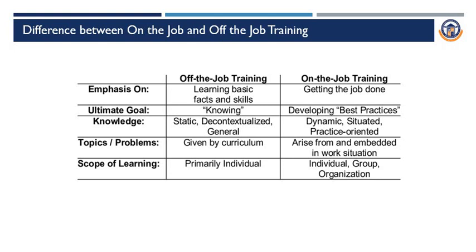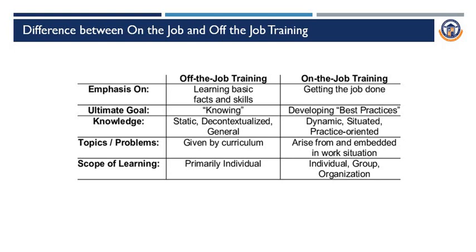Now we shall discuss the difference between on-the-job and off-the-job training. In off-the-job training, the main focus is to learn basic facts and skills, but in on-the-job training, the main focus is to get the job done. The ultimate goal in off-the-job training is knowing the job role, while the ultimate goal of on-the-job training is developing the best practices. The knowledge obtained through off-the-job training will be static, general and decontextualized, while the knowledge obtained through on-the-job training will be dynamic, situated and practice oriented.